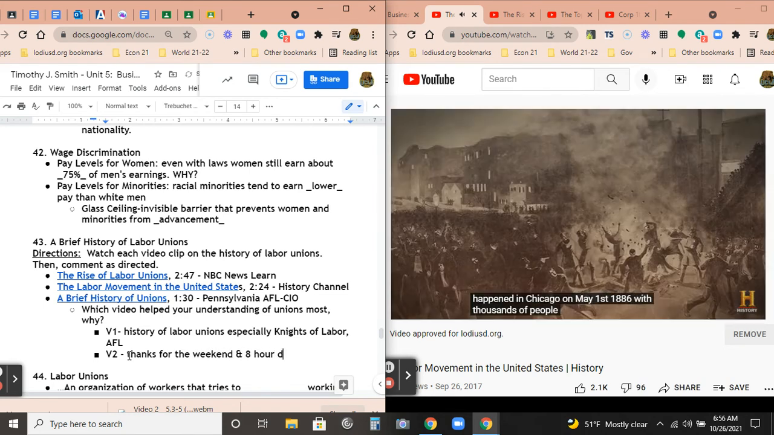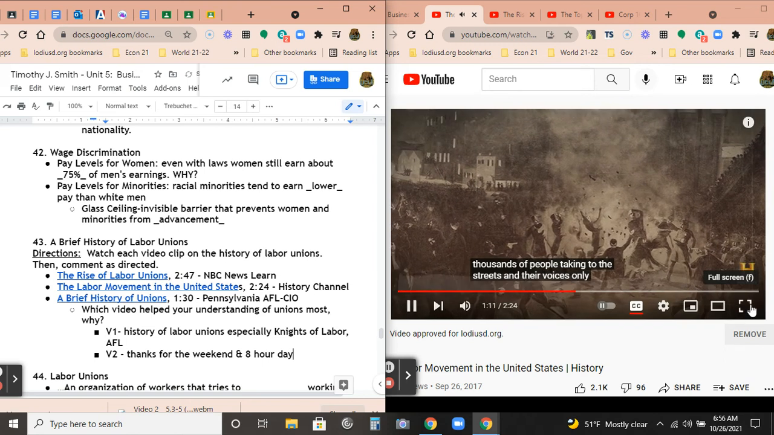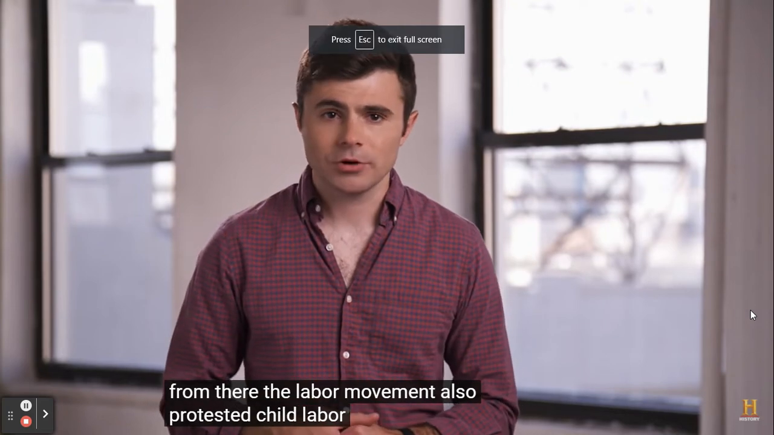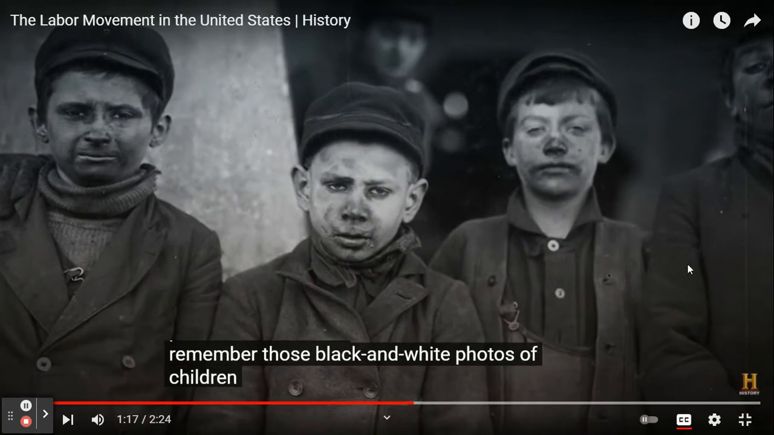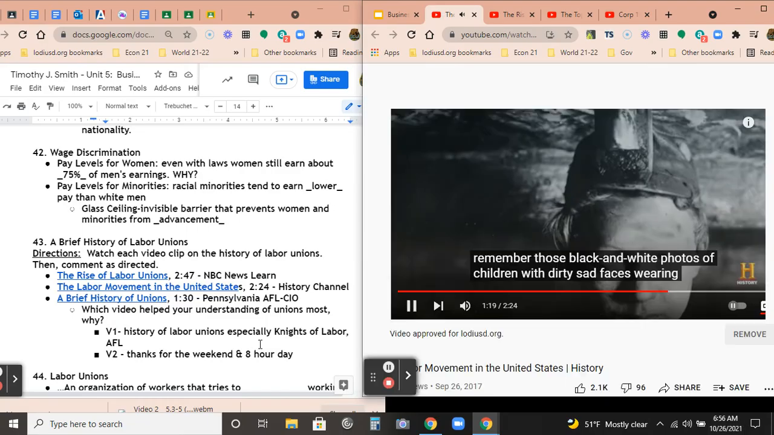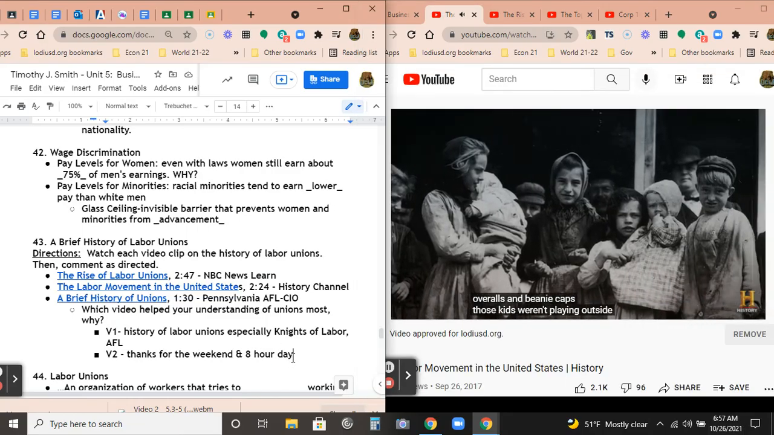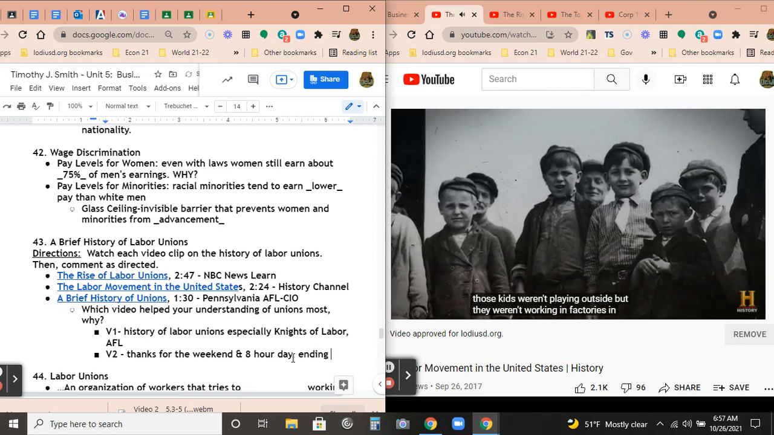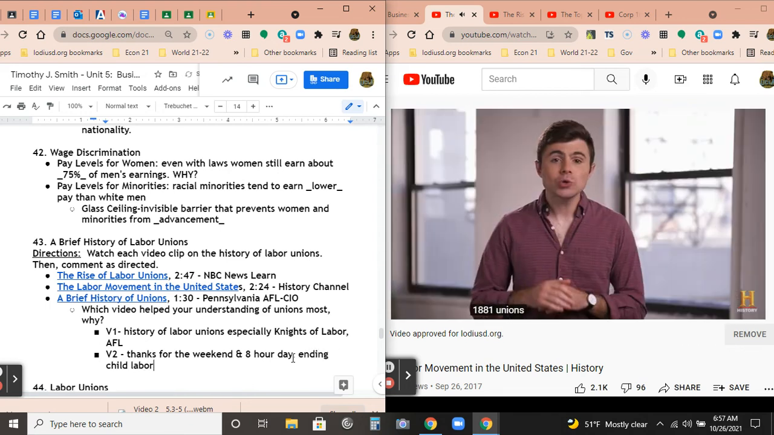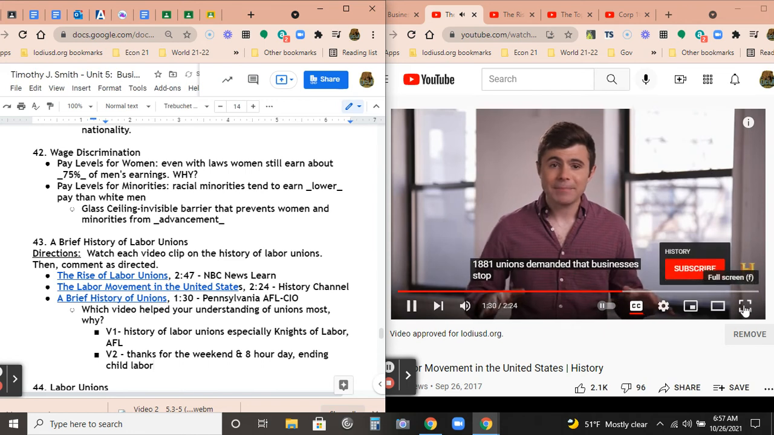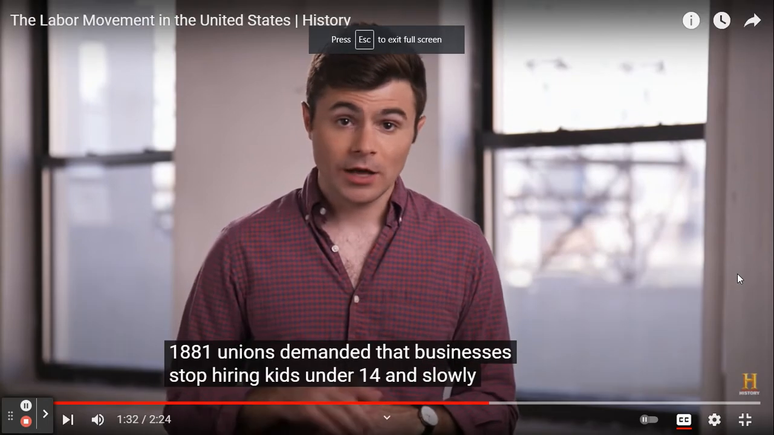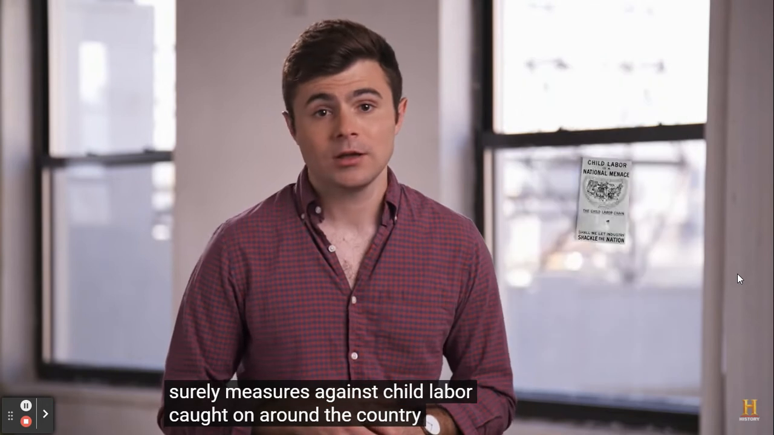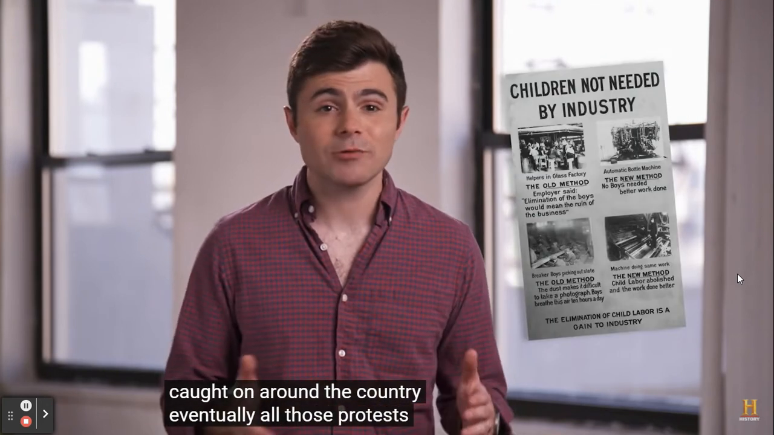1886, with thousands of people taking to the streets, and their voices only grew louder from there. The labor movement also protested child labor. Remember those black and white photos of children with dirty, sad faces wearing overalls and beanie caps? Those kids weren't playing outside, they were working in factories. In 1881, unions demanded that businesses stop hiring kids under 14, and slowly but surely, measures against child labor caught on around the country. Eventually, all those protests got results.